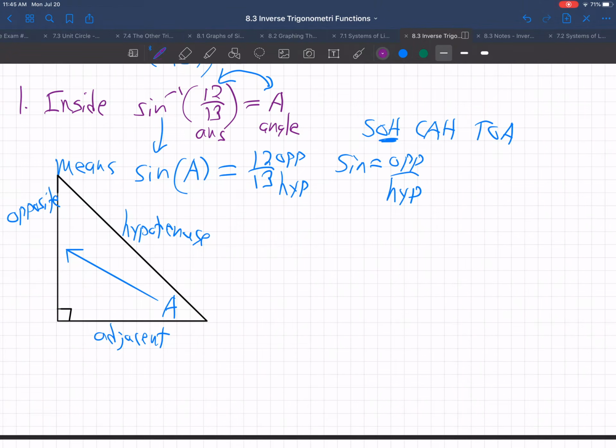Opposite over hypotenuse. So the 12 must be the opposite. The hypotenuse must be 13. So we can use that now to find the adjacent. Call this A or B or X or whatever you want.